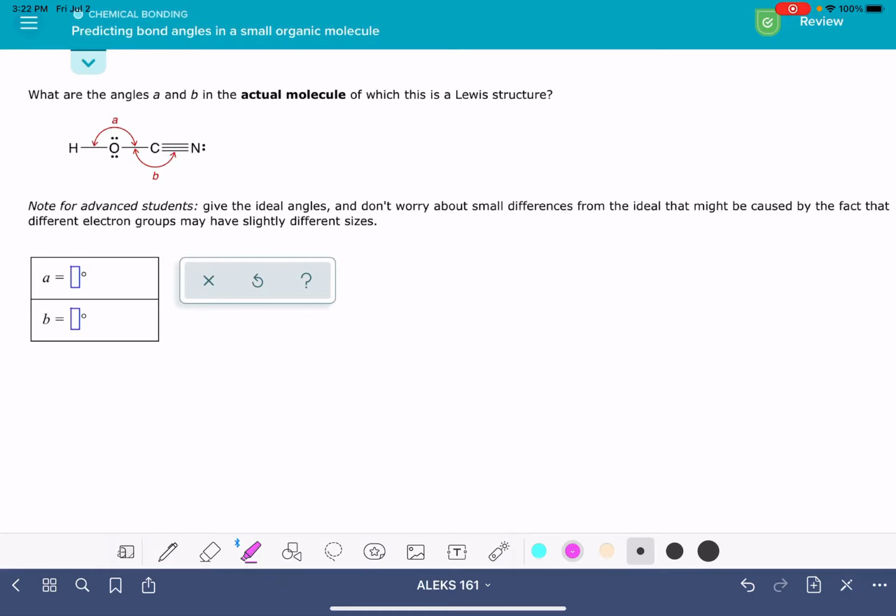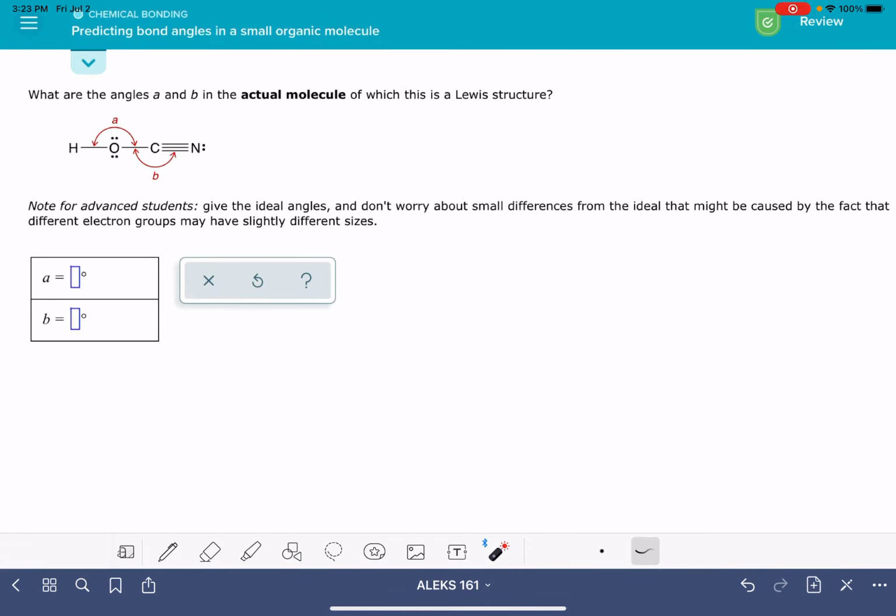In this video, I'll show you how to solve the ALEKS problem called predicting bond angles in a small organic molecule. This problem is going to give us a Lewis structure and ask us to predict two of the bond angles in the structure. So the first angle that it's asking us to predict is angle A, and angle A is the hydrogen-oxygen-carbon bond angle.